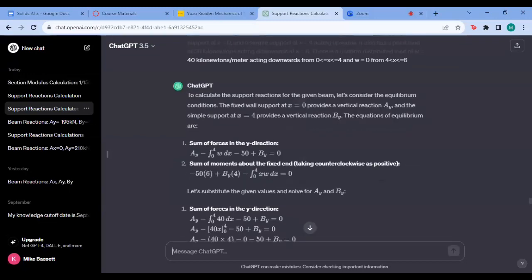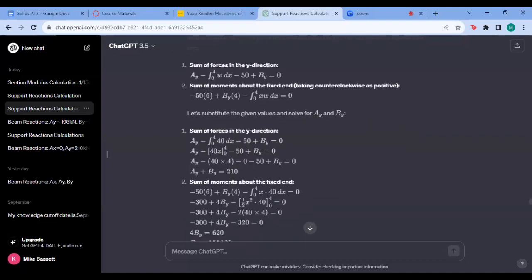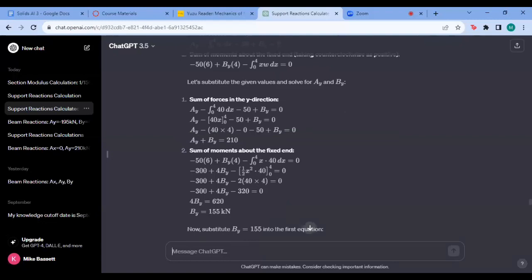It did a summation of forces in the y direction, upwards at AY, which is the vertical support at x equals 0, and BY, which is the vertical support at the simple support at x equals 4, the downwards distributed load, and the point load acting downwards. And then it did a summation of moments about the fixed end, point A, or x equals 0: a clockwise moment from the point load, a counterclockwise from BY, and a clockwise from the distributed load, which is all correct. It ended up getting AY plus BY equals 210.